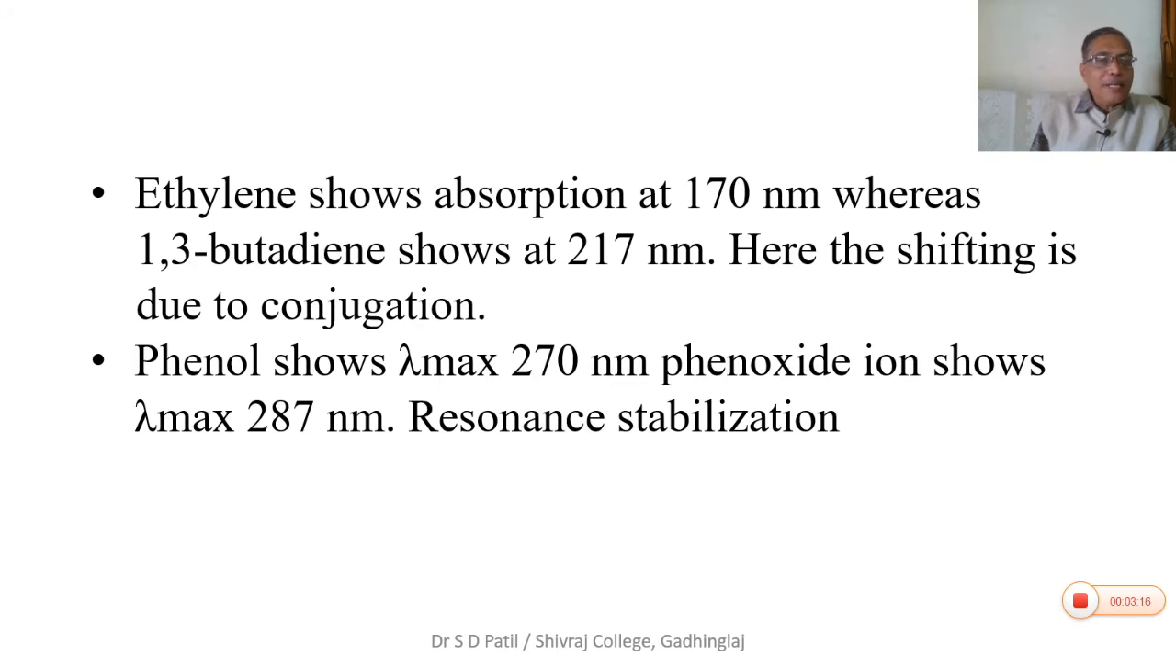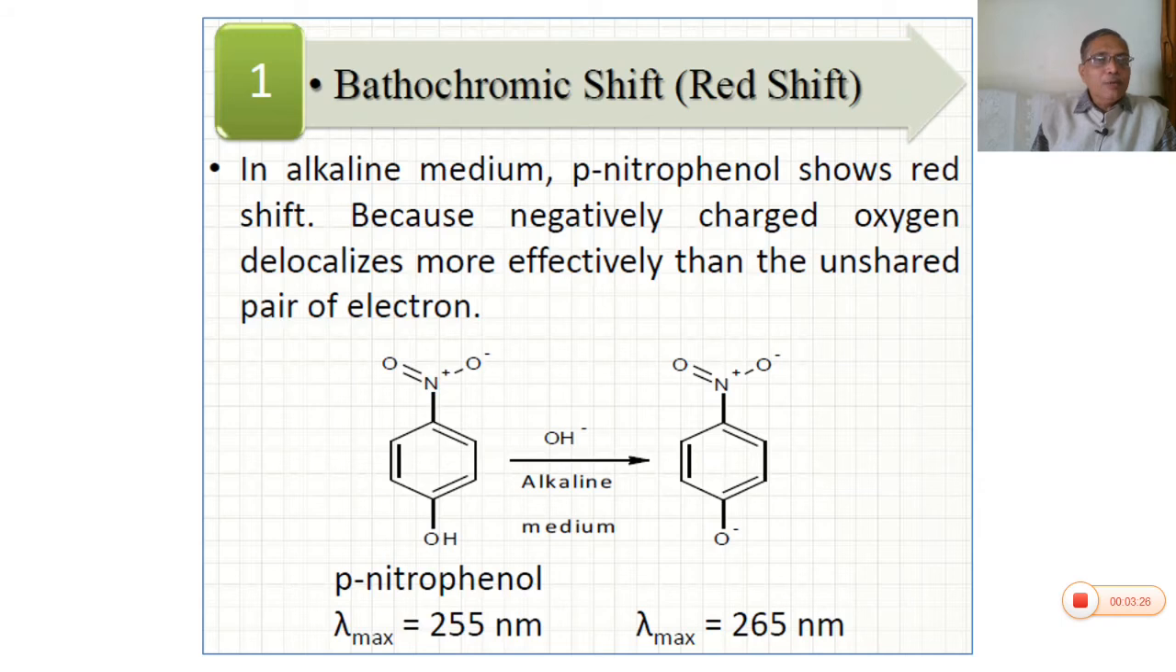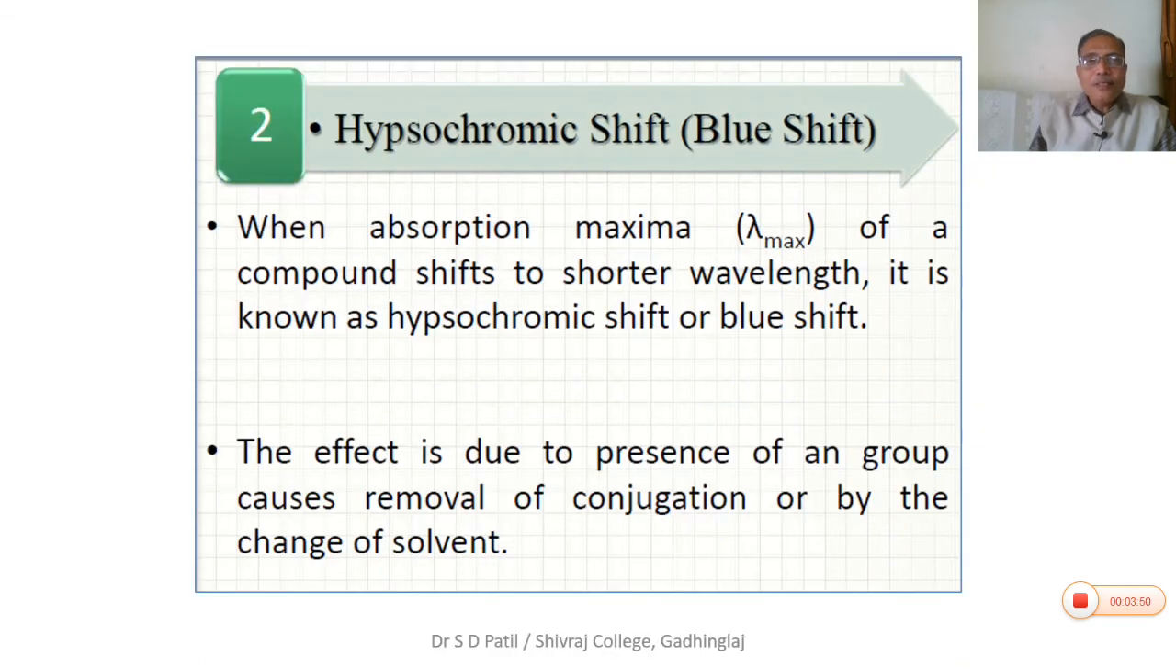Phenol shows lambda max at 270 nanometers, but phenoxide ion shows lambda max at 287 nanometers. This is because of resonance stabilization. Let us see one more example. In alkaline solution, paranitrophenol shows red shift because the negatively charged oxygen delocalizes more effectively than the unshared pair of electrons. So paranitrophenol lambda max is 255 and its phenoxide ion has lambda max 265. That is, there is a shift to longer wavelength.